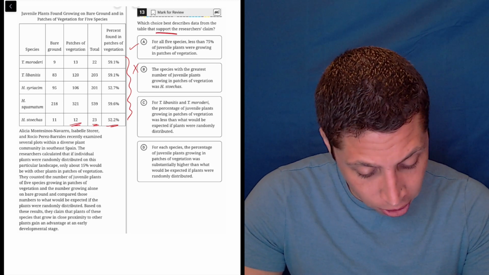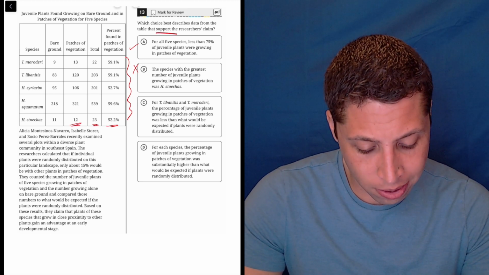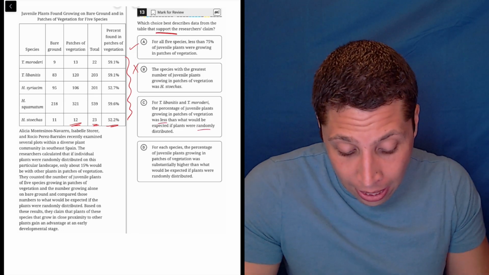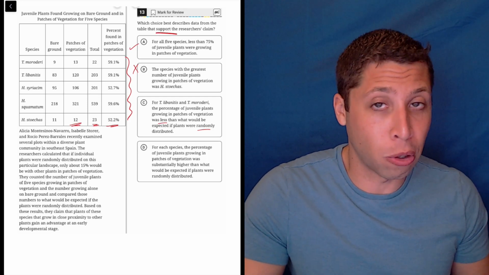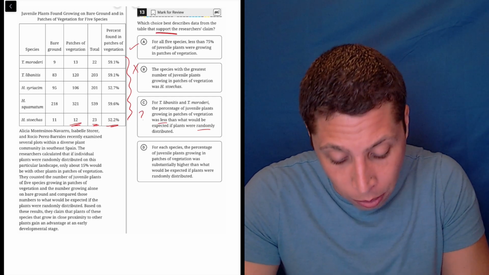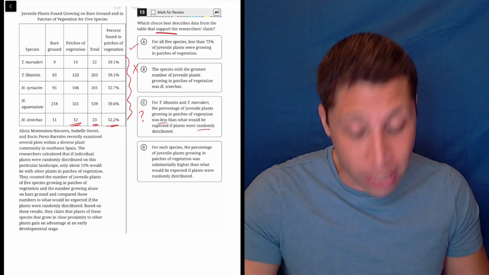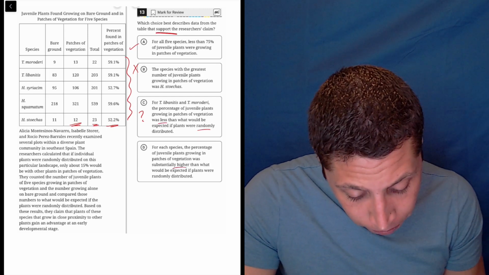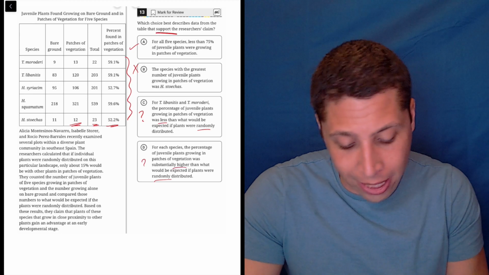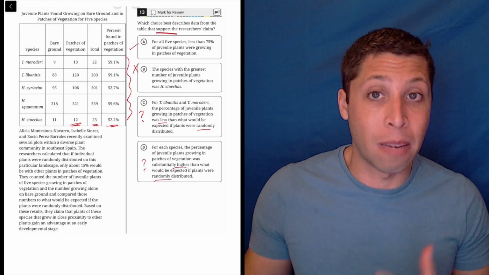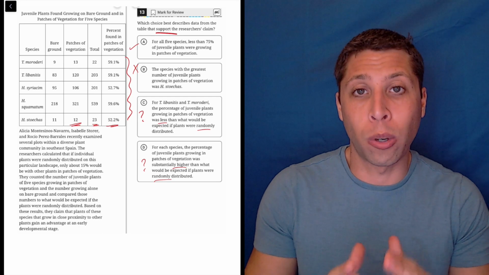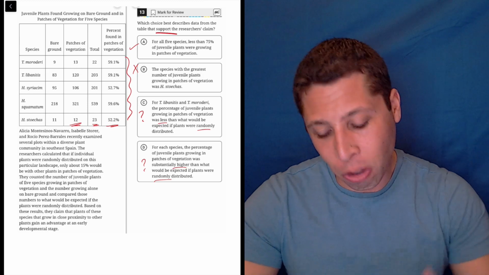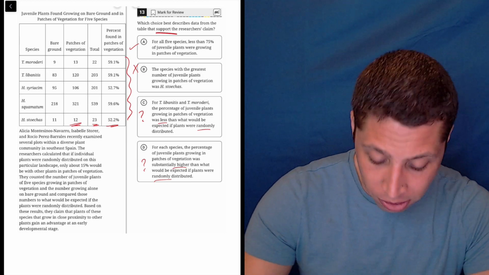Let's look at C. For those two, the percentage of juvenile plants growing in patches of vegetation was less than what would be expected if plants were randomly distributed, so less than random. That might be true, but I don't know what random distribution is supposed to look like, so I don't really know at this point if it's accurate or not. And the same thing is going to go for D. For each species, the percentage growing in the patches was substantially higher than what would be expected if they were randomly distributed. Again, I don't know. So this is just a good example why accuracy might not work. The choices are not leading us towards data points. They're kind of summarizing it, and they're putting it in the context of some larger claim. So we kind of need the passage to get that larger claim. So let's just see what we get.